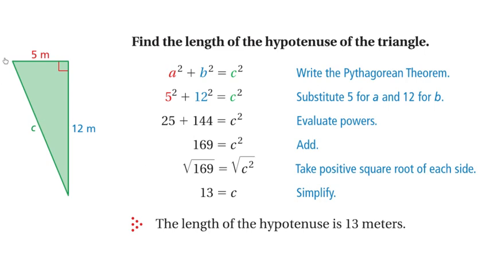Again, 13 is the hypotenuse, therefore it has to be the biggest. Is 13 bigger than 12 and 5? Most certainly. You know you've done it correctly.